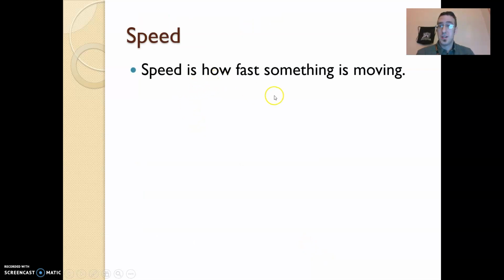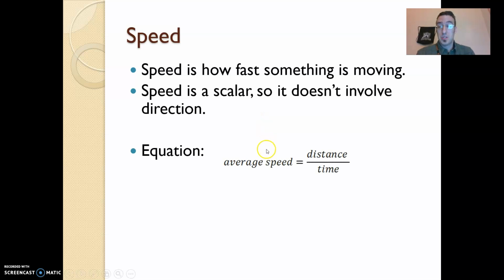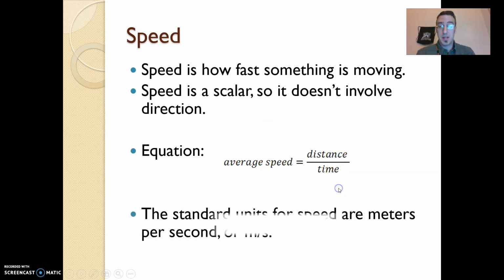Speed is defined as how fast something is moving. It's a scalar, so it doesn't involve direction, and therefore it also can't be negative. So the equation for speed is distance divided by time. The standard units for speed are meters per second, or m/s.